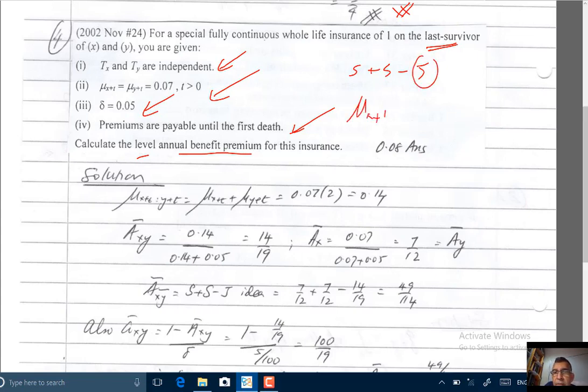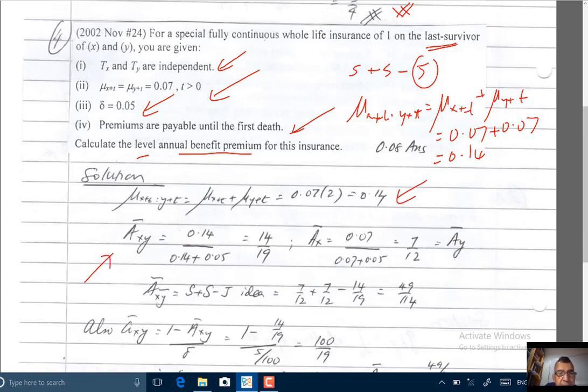Mu x plus t colon y plus t. That will be the joint force of mortality, and that will be adding up the individual forces of mortality. Mu x plus t plus mu y plus t. That will be 0.07 plus 0.07, and you will get 0.14. That's what you see here.